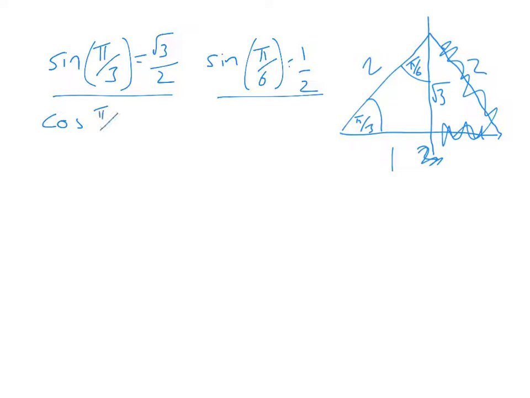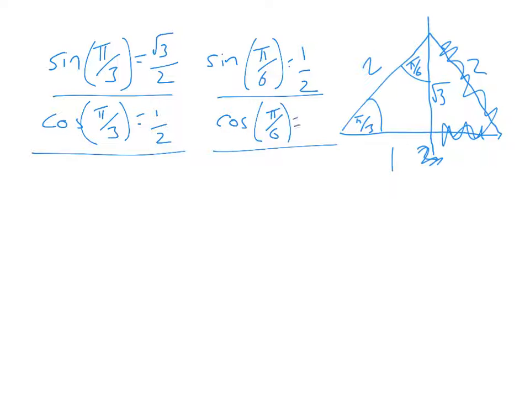Cos of pi over 3 is adjacent over the hypotenuse. Got half. Cos of pi over 6, adjacent over hypotenuse, we've got root 3 over 2. Notice how these angles, which complement each other to make pi over 2, 90 degrees, have the same value.